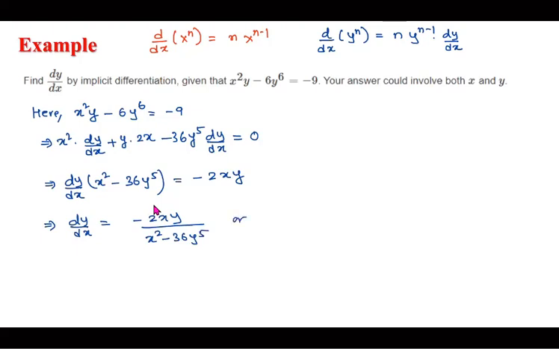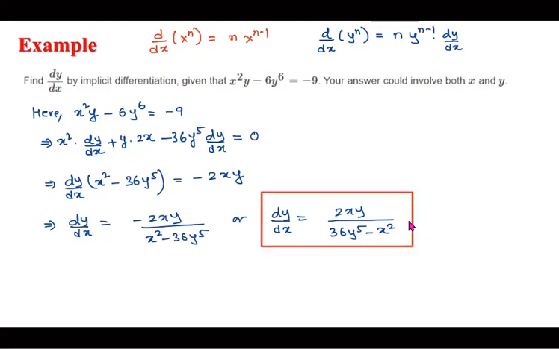Or if we just simplify that, dy over dx is equal to, if you change the sign in the numerator, it will be 2xy. And if we change the sign in the denominator, it will be 36y to the 5 minus x squared. Because we don't want to have a negative sign in front, that's why we multiplied both numerator and denominator by negative 1, and we get this. So that is the derivative of the given function. And here we use the implicit differentiation.